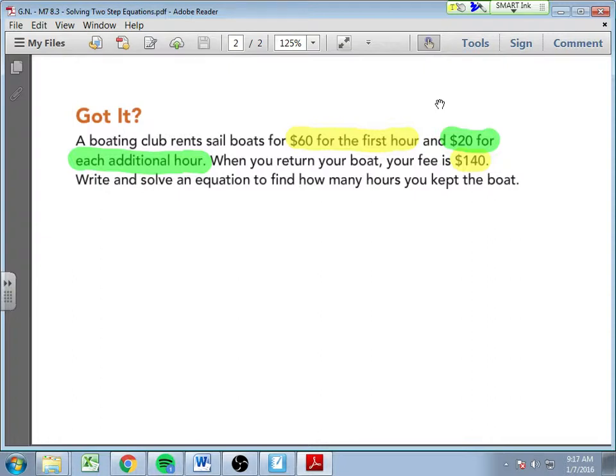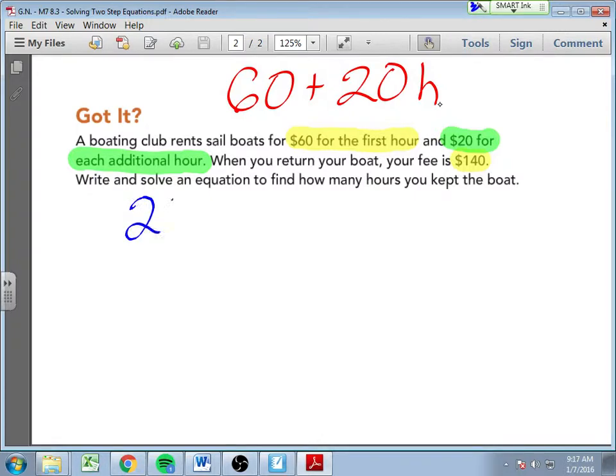I agree with that. So Abby was representing the time that you have the boat, like your expenses. You paid 60 for the first hour, and you're going to pay 20 for every hour after that. I'm actually going to make that H for hours. But I like to write this with the variable term first. So I'm going to flip this around, and I'm actually going to write 20h plus 60 will equal what? 140.